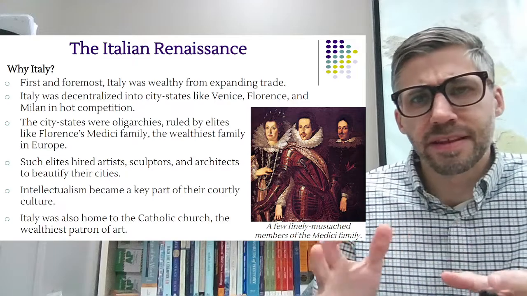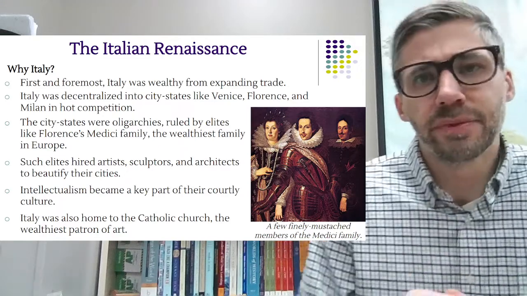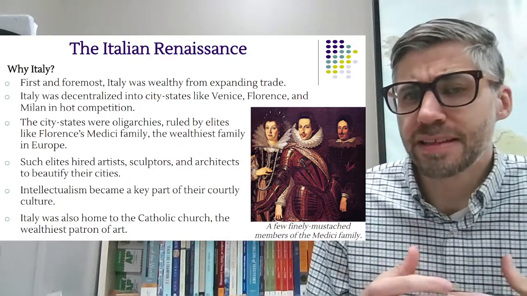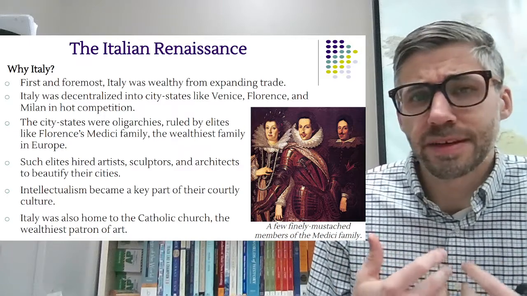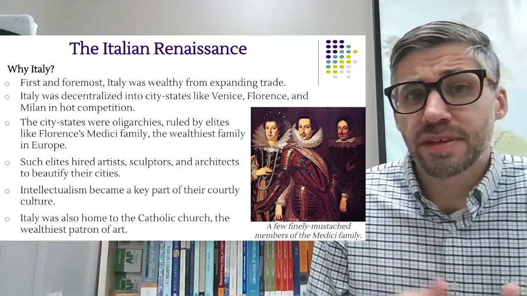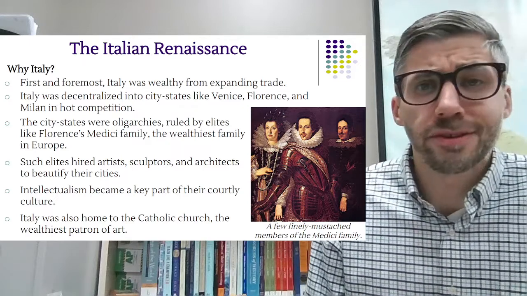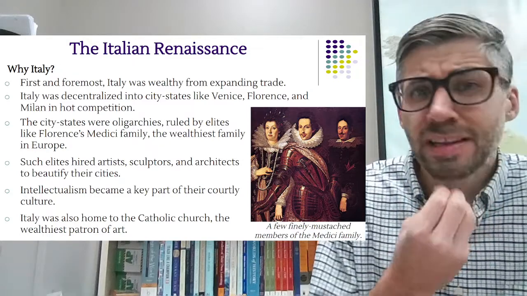Italy is broken into city-states that were hotly competitive with each other. Famous ones include Venice, Florence, and Milan. And these city-states were ruled by an oligarchy, by these elites. The most famous is the Medici family that controlled Florence. And in certain ways, they controlled these cities like a mafia family.